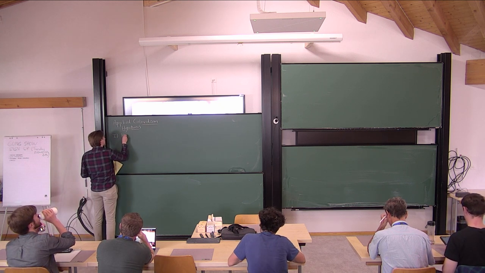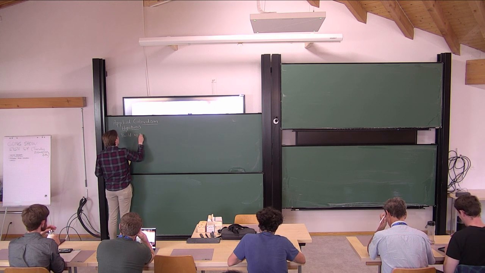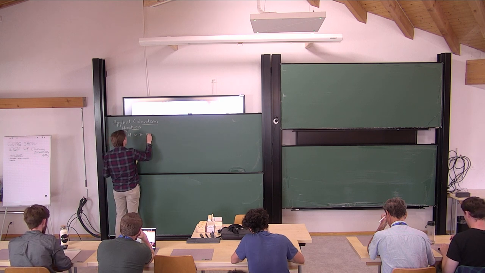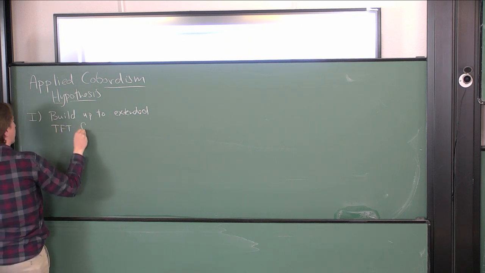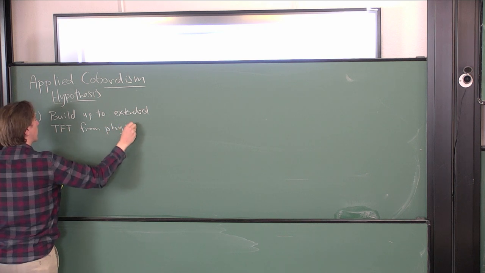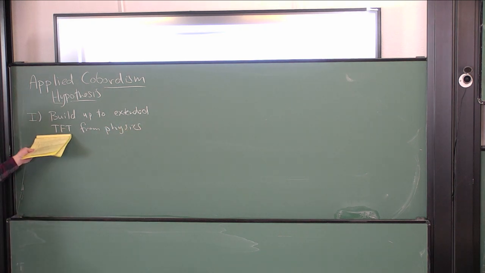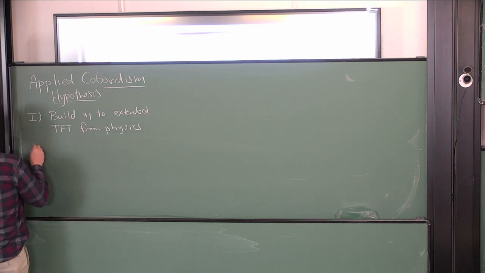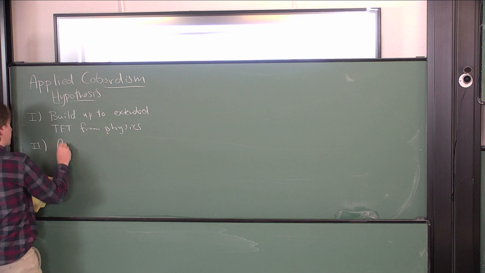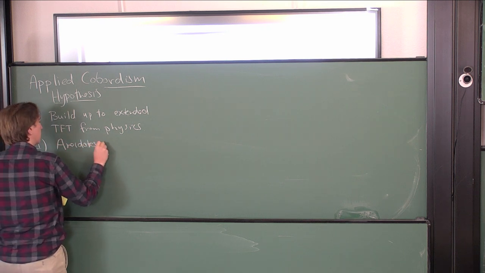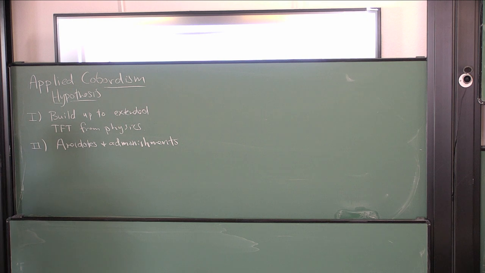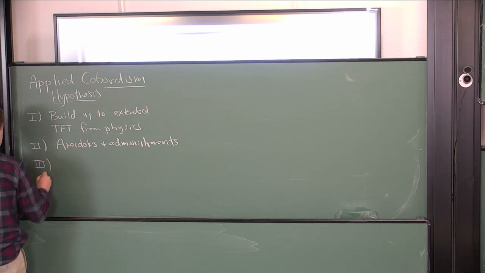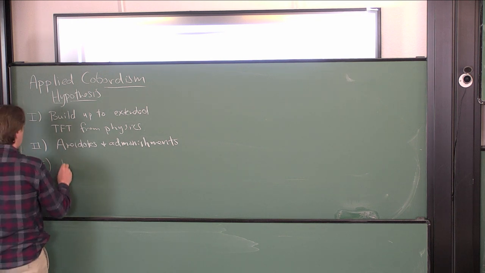So today, this is just an outline for today. I want to build up to extended TFT from some physics. To be honest, this is probably more useful for some of my students, for instance, who just take TFT as interesting in its own right and don't actually know the history. I want to share some anecdotes from history and some admonishments that I found amusing. And then I'll give some remarks about higher categories and cobordisms.